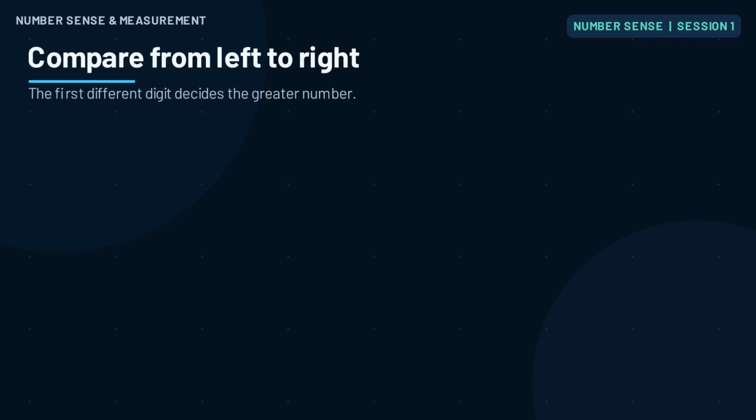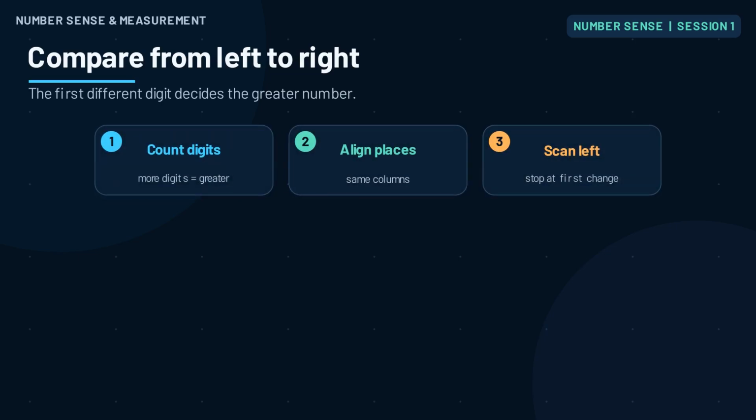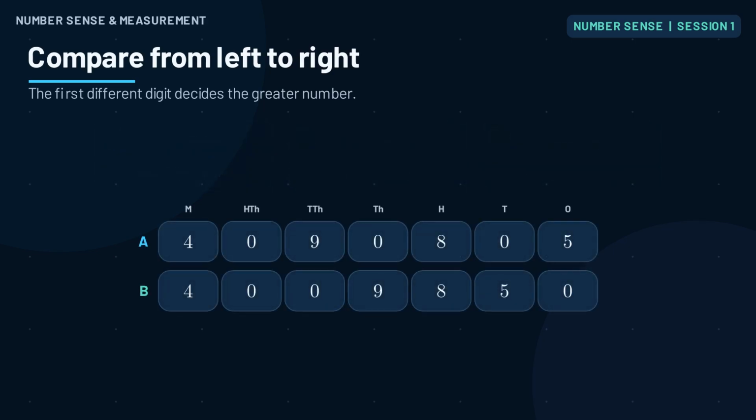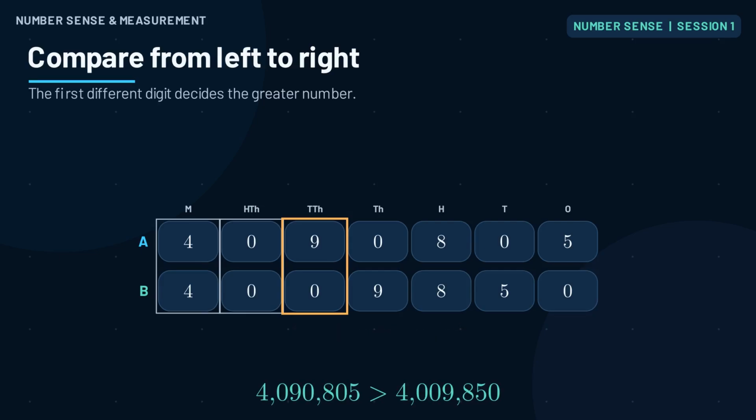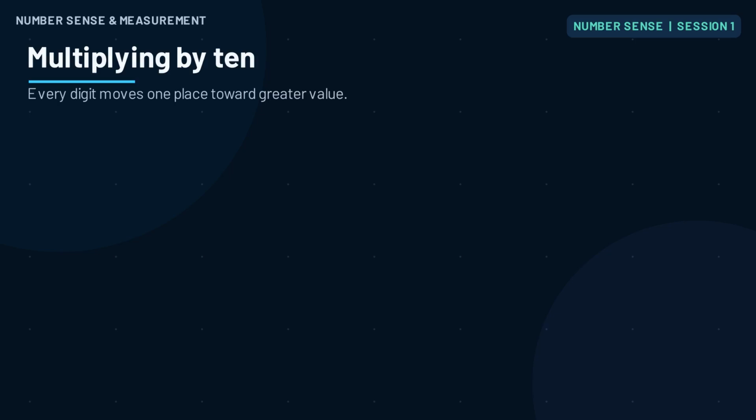To compare whole numbers, first compare the number of digits. If the digit counts match, scan from left to right until the first difference. Compare 4,090,805 with 4,009,850. The millions and hundred thousands digits match. At the 10,000s place, the first number has 9 and the second has 0. That first difference decides the comparison. 4,090,805 is greater.